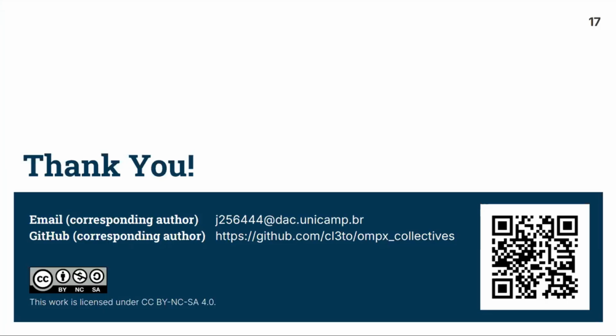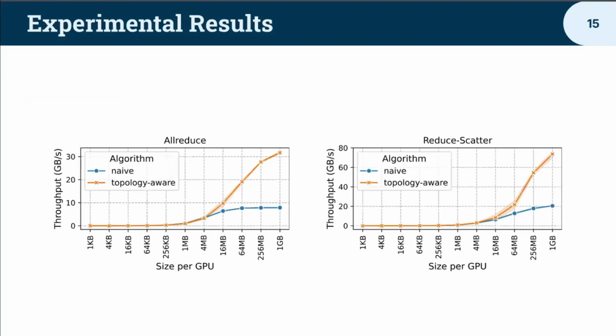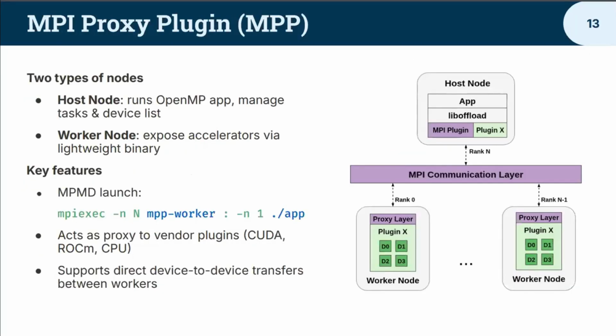Okay, we have time for more questions. Maybe this is more to do with MPI. You said it recognizes GPUs on a different host, attached to a different host. How does the numbering work, or is it completely transparent to the user?